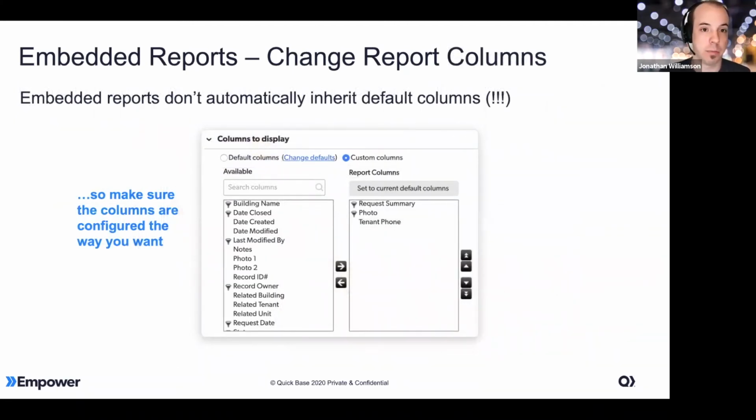Another thing for embedded reports, changing the report columns. An important note is that embedded reports don't automatically inherit the default columns. So you actually have to go into the embedded report, similar to how I showed you on the previous slide. You can either click default columns, which is the radio button on the left, or you can click custom columns and set those to the default and then start making changes. We basically just want to remind you to make sure those columns are configured the way you want for your users in their workflow.